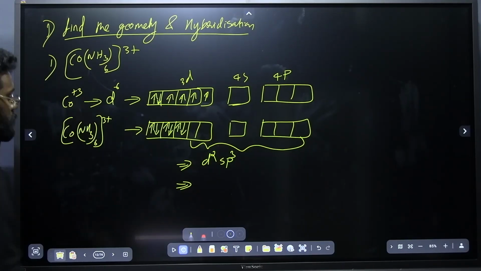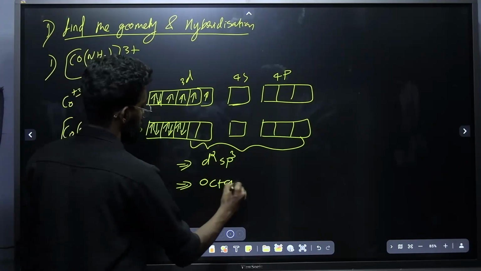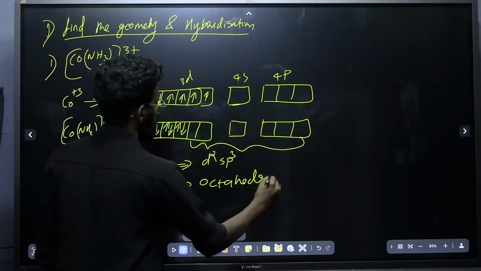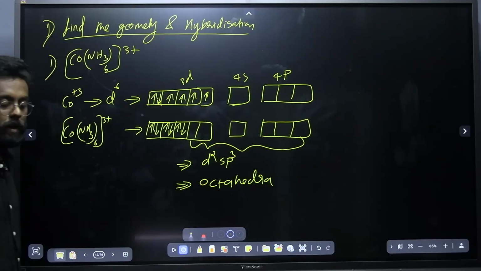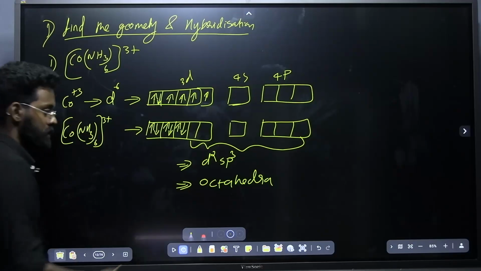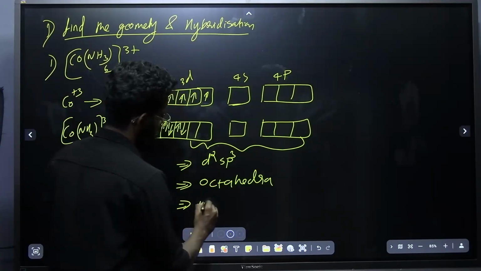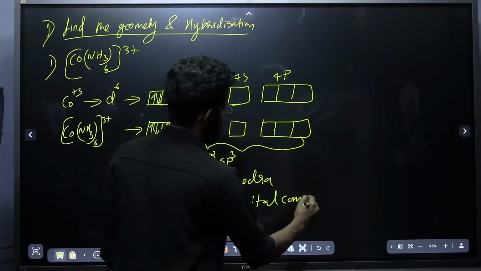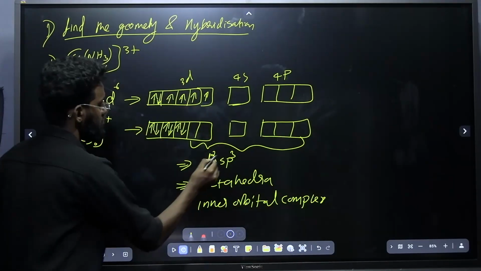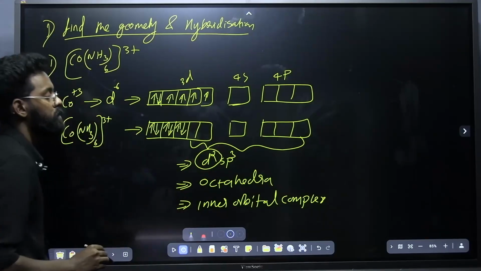Yes, very good, it is octahedral. And is it an inner orbital complex or an outer orbital complex? Inner or outer? Inner. Yes, very good, it is an inner orbital complex. And my question is, there are 2 d orbitals involved in the mixing, right?